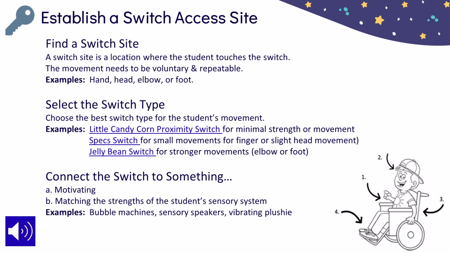There are different sensitivities to switches, and a proximity switch could be used for small movements. Be sure you connect the switch to a preferred activity that matches their sensory strengths when establishing the switch site, without the demands of language just yet. For example, a switch-activated bubble machine might be great for a young child, but a vibrating toy might be best for a student with low vision.